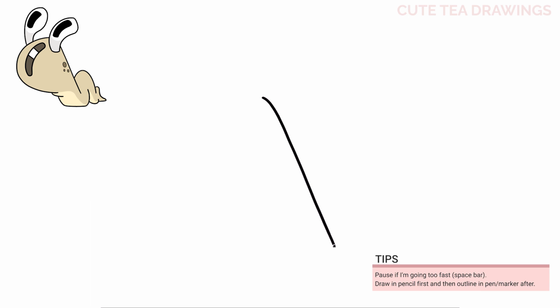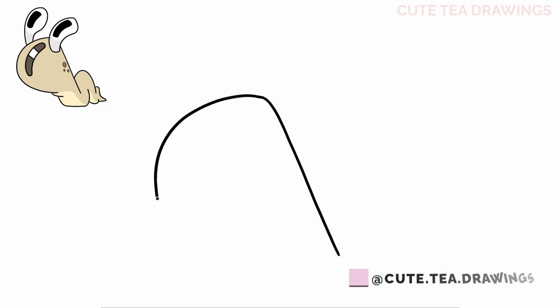With this drawing, I'll be erasing some lines, so I'd recommend drawing in a pencil first. Okay, let's start by drawing an angled line down in the middle of the page. Now from the top, let's curve it out to the left, back down and in, stopping about here.